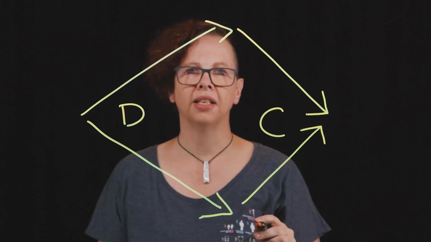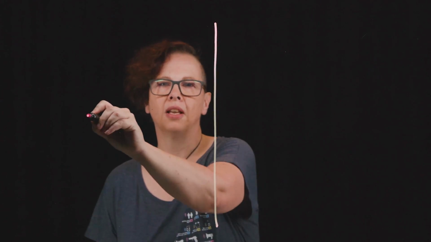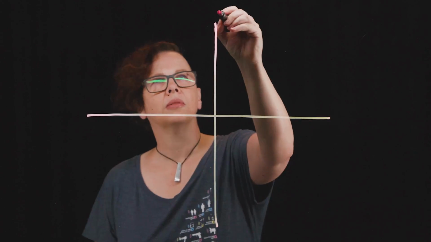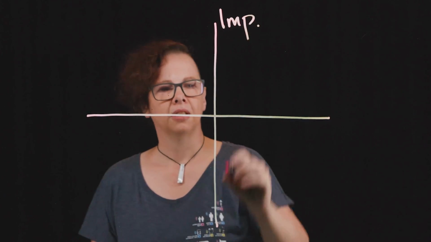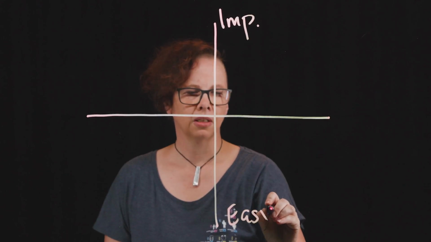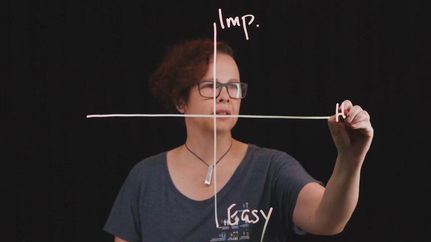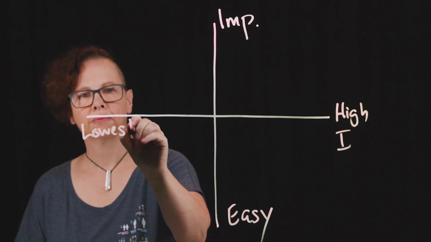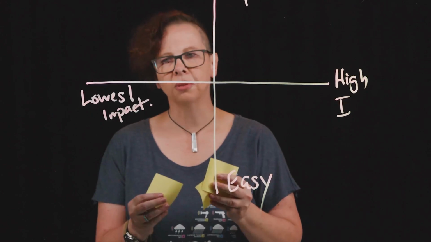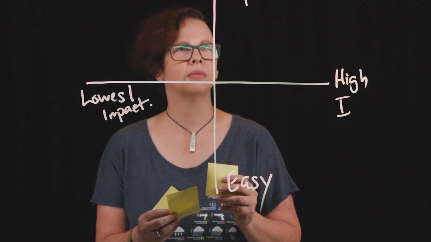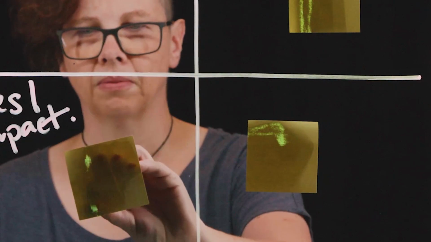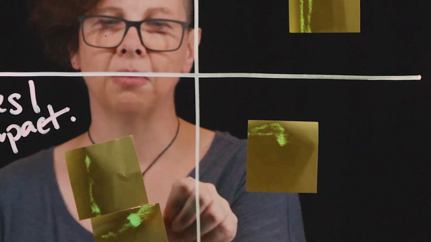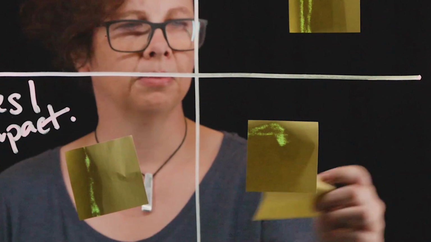So what are some convergent techniques you can use? One of the best methods is the 2x2 matrix. You draw two axes like these and label them so. Impossible to implement, easiest to implement. Highest impact and lowest impact. Then write down your concepts and put them in the quadrant where you think they belong. Using sticky notes is a good idea because it makes you able to move them around or combine them.